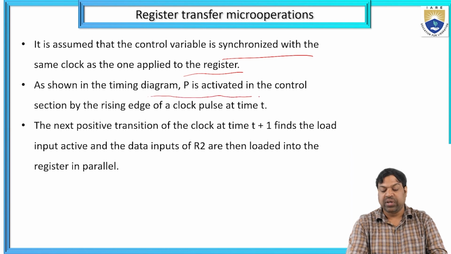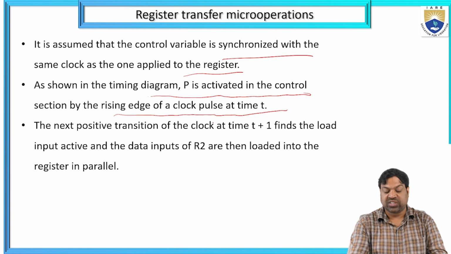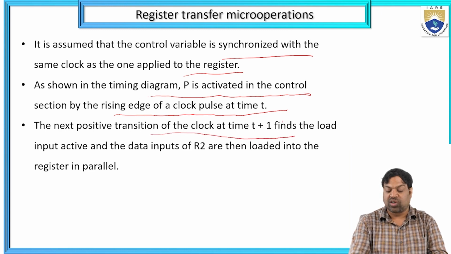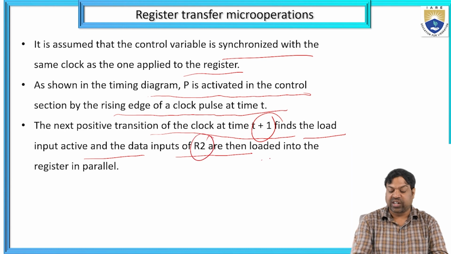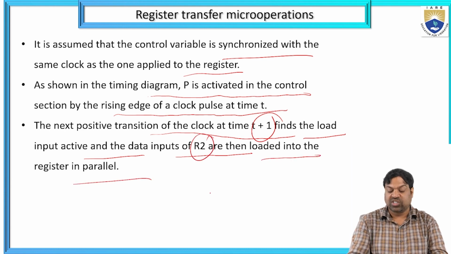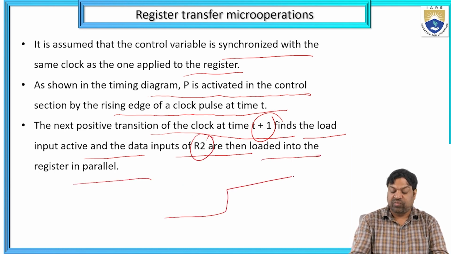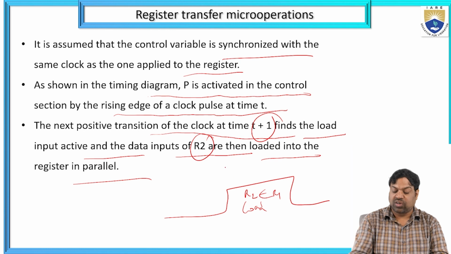In the timing diagram, P is activated by the control section at the rising edge of clock pulse T, and the next positive transition of the clock is T plus 1. When the load input is activated, the data transfer occurs and R2 is loaded from register R1. So when the loading function is there, load is enabled. Load is enabled means R1 tends to R2.